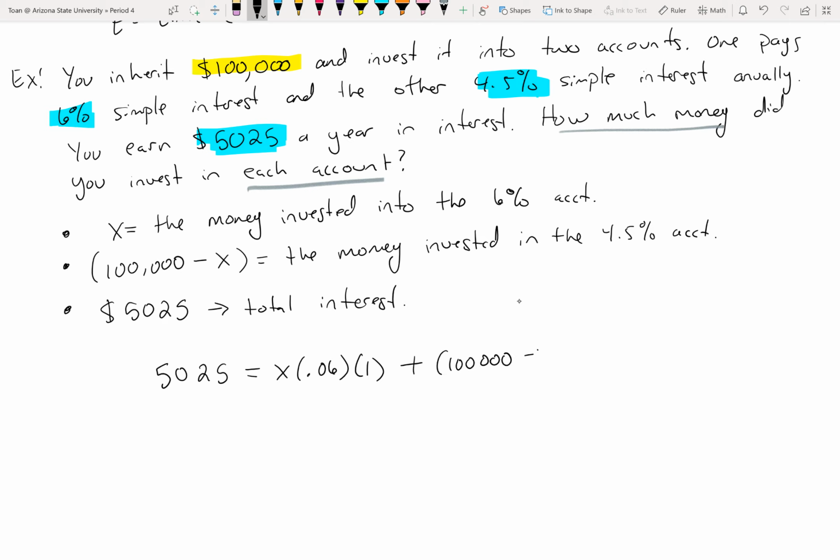100,000 minus X times his interest rate, which is 4.5% as a decimal, 0.045, times the time, 1 year. Voila. There's our equation. Go ahead and solve it. Question? Wait, why'd you subtract from 100,000? Oh, because we know there's only two accounts, right? So if 100,000 is the total, and I put X amount of dollars in one account, then the leftovers have to go to the other account, right?